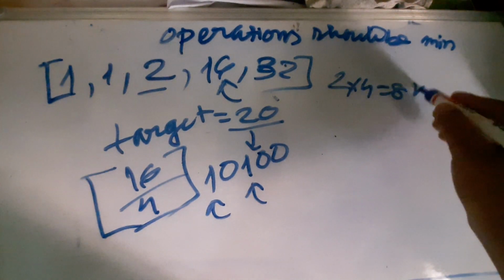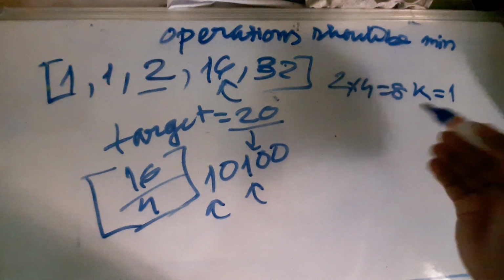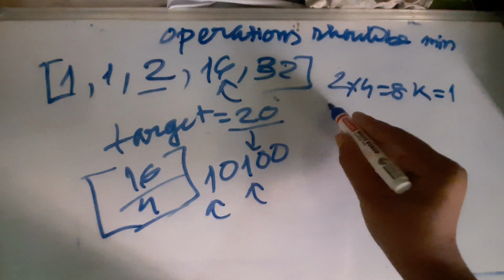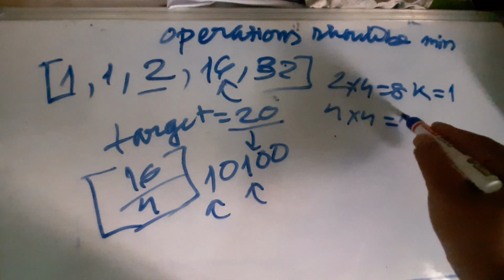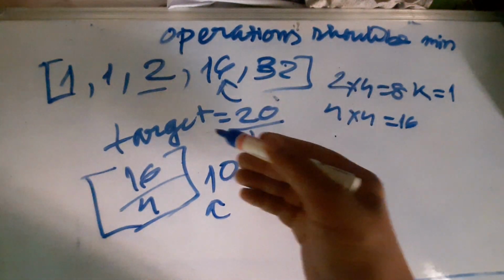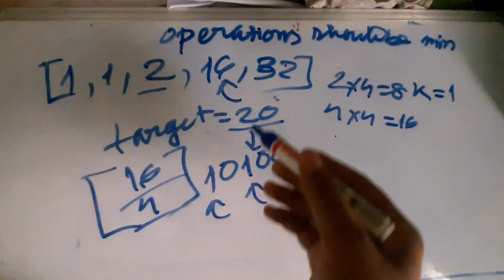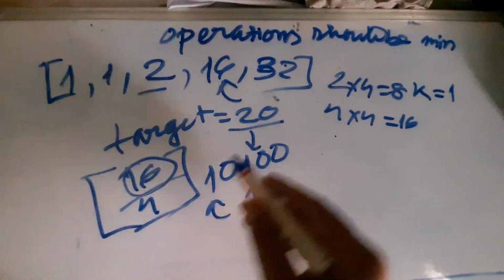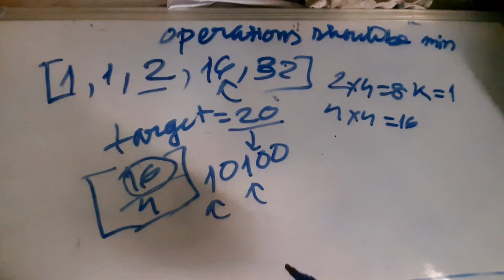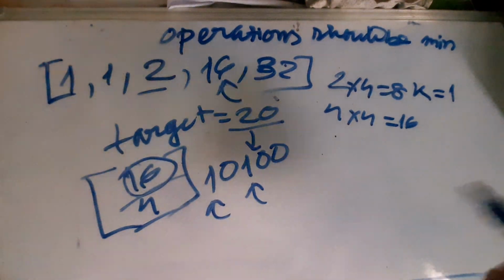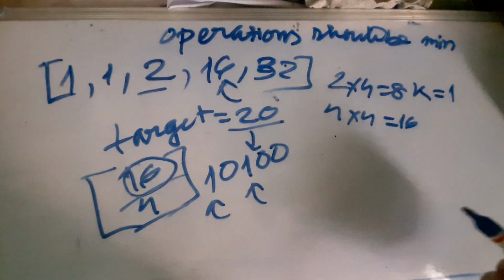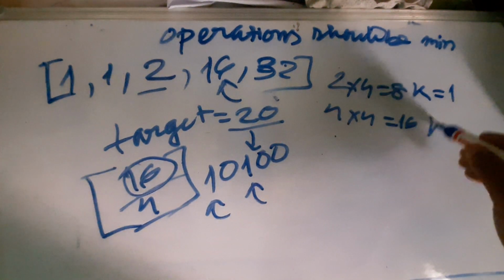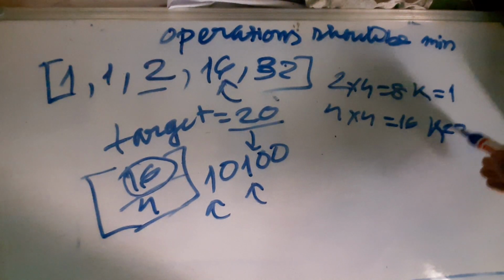So at that time k equal to 1. So 4 into 4 is 16, is there? No, 16 is also not. Okay, 16 is there. But if we break 16, then we need to again make 16. So we can either take this one or move to the next one. So it's better to move to the next one. So k equal to 2.